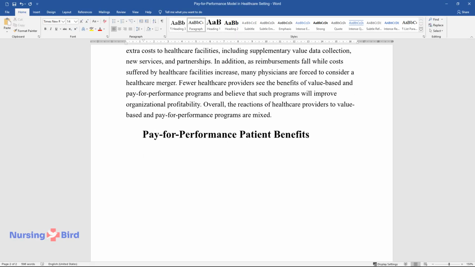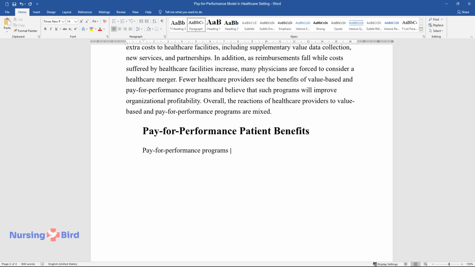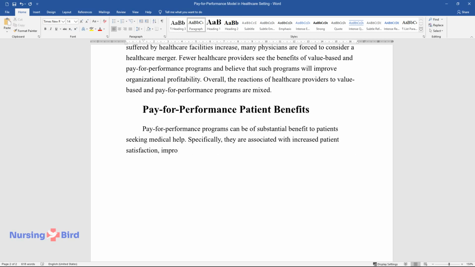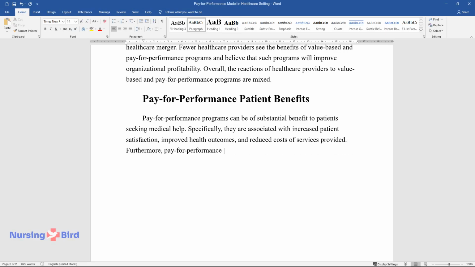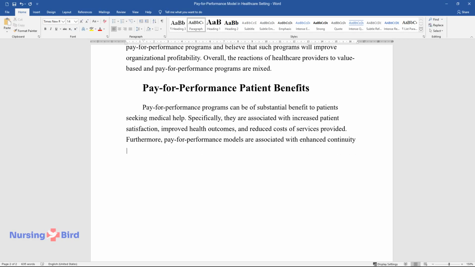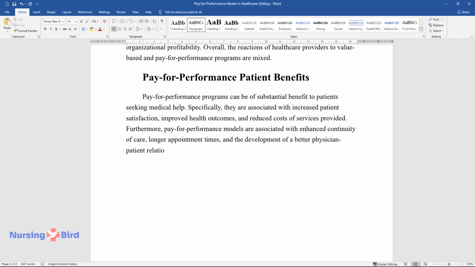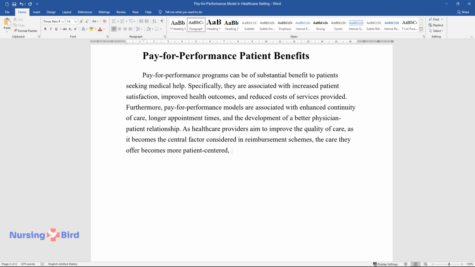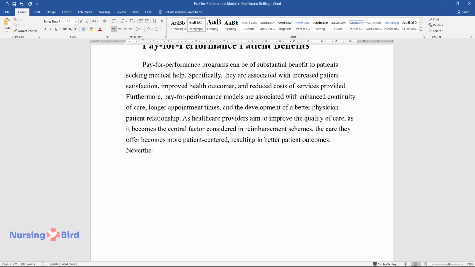Pay-for-performance patient benefits. Pay-for-performance programs can be of substantial benefit to patients seeking medical help. Specifically, they are associated with increased patient satisfaction, improved health outcomes, and reduced costs of services provided. Furthermore, pay-for-performance models are associated with enhanced continuity of care, longer appointment times, and the development of a better physician-patient relationship. As healthcare providers aim to improve the quality of care, as it becomes the central factor considered in reimbursement schemes, the care they offer becomes more patient-centered, resulting in better patient outcomes.